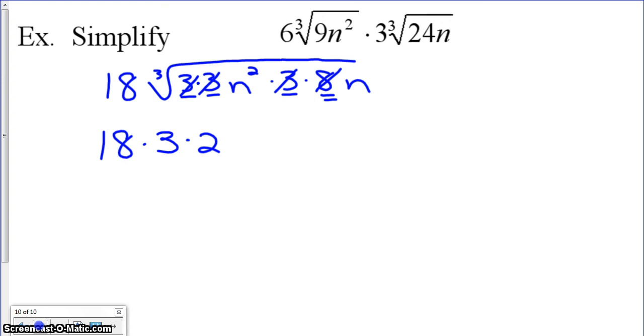I then also have 3 n's on the inside, so the cube root of n cubed comes out as an n. Now I just have to simplify this. 18 times 3 times 2 is 108n. And I've easily simplified that without using a calculator.